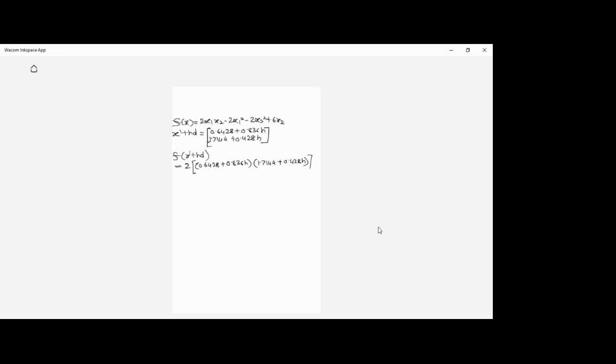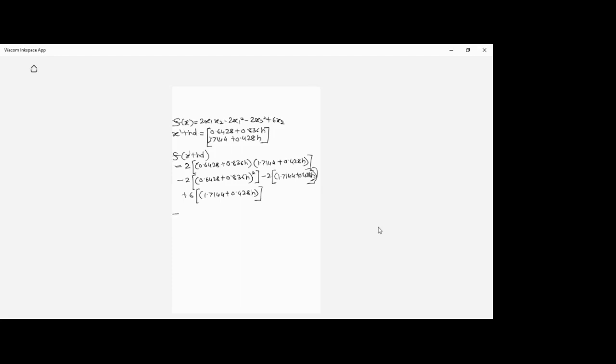0.428h, right? Then minus 2 into x1 square, which is your 0.6428 plus 0.836h bracket square, minus 2 into 1.7144 plus 0.428h bracket square, right, plus 6 into 1.7144 plus 0.428h, right? So this is how this will be, we have to solve this.